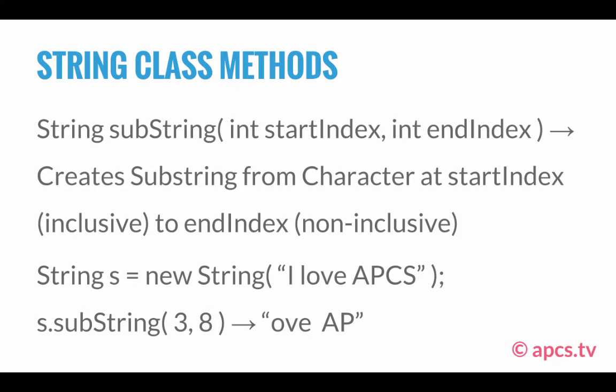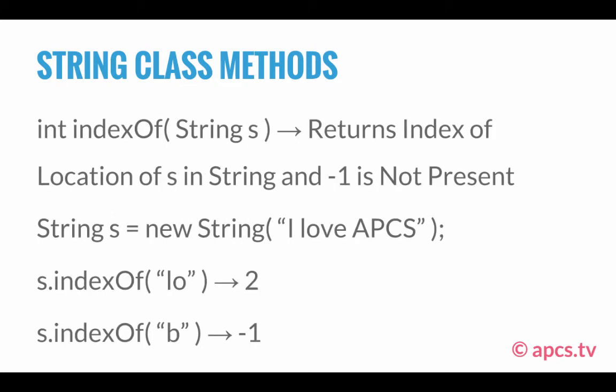Now you would probably expect it to print out O, V, E, space, A, P, C, but what happens is that the character at the end index that's indicated is not included in the substring. The character before that is included. So we get O of AP, not O of APC. And the next method that we're going to be taking a look at is the indexOf method.